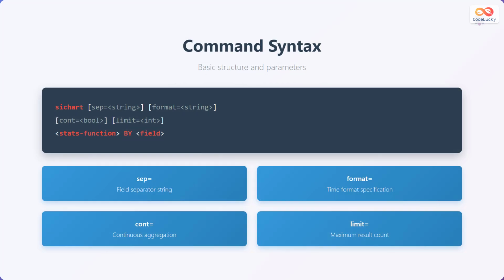Let's examine the basic structure and syntax of the sichart command. The required syntax includes the sichart keyword followed by optional parameters and a statistics function with a by clause. The optional parameters include sep for field separator string, format for time format specification, cont for continuous aggregation, and limit for maximum result count. The general structure follows this pattern: sichart, followed by optional parameters in square brackets, then your statistics function, and finally the by clause with your field specification. Understanding this syntax is crucial for implementing effective statistical process control in your Splunk environment.